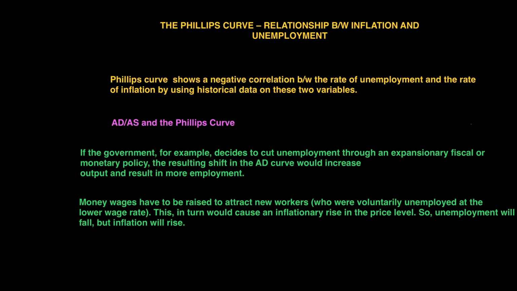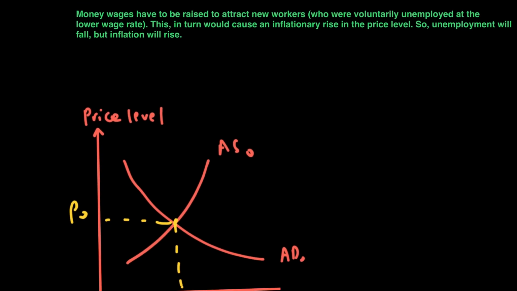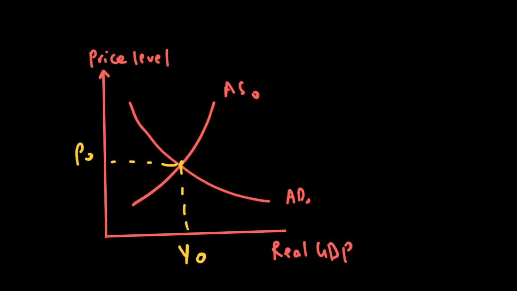So let's see this in terms of a diagram, to show how there will be a rise in AD and therefore a rise in price level, and that can help us draw our short run Phillips curve. If you look at this diagram here, let's say currently price level is P0 and GDP is at Y0, and the government says that at this Y0 the unemployment rate is, for example, 7%.